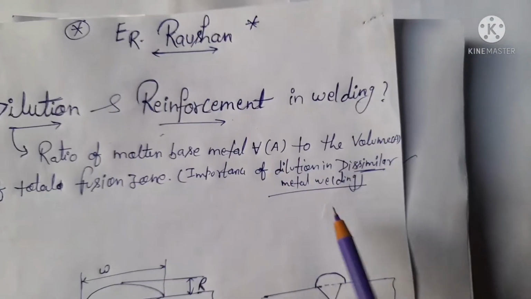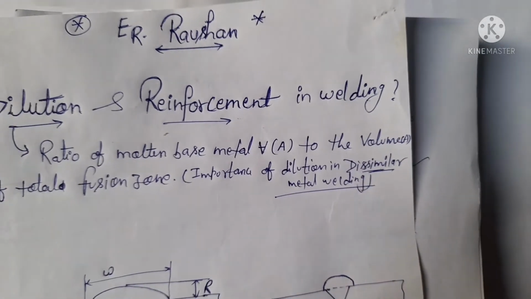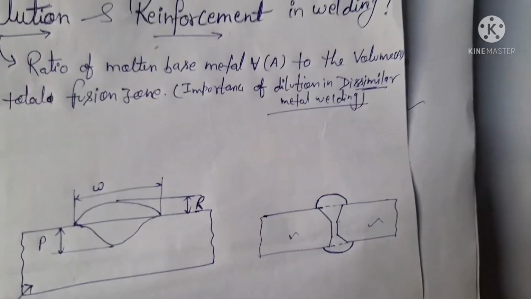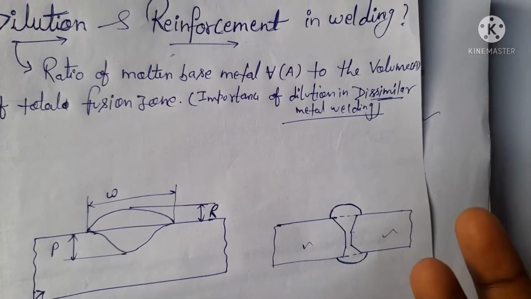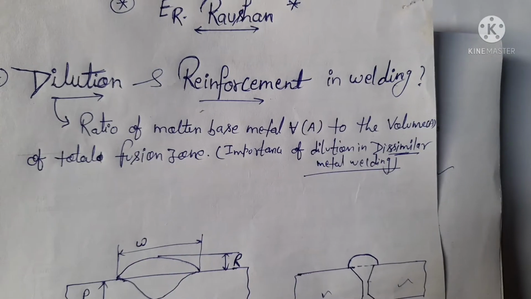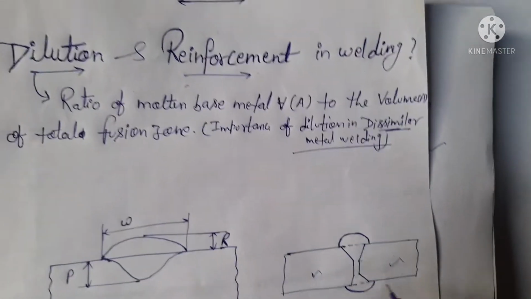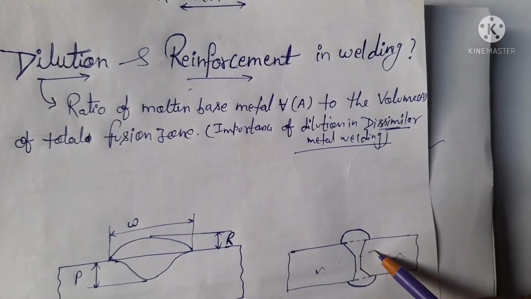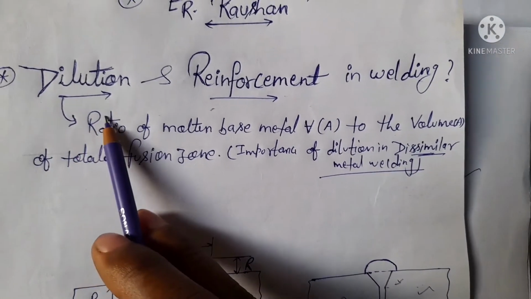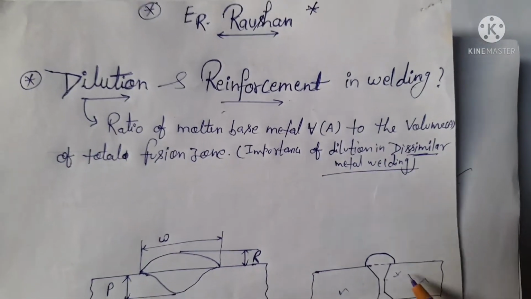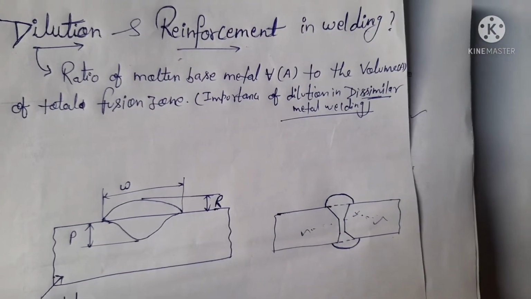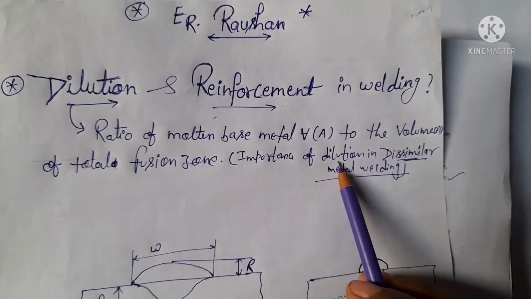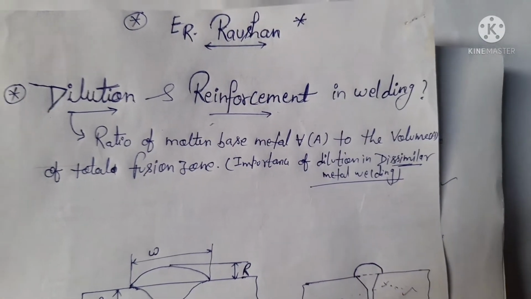Friends, this is necessary when you are welding two dissimilar plates like this. This is one plate and this is another, and if their compositions are different, then how much of the base metal is penetrated and melted? This calculation is done by dilution. That means how much of these two dissimilar base metals is melted is calculated by dilution. So that is the importance of dilution in dissimilar metal welding.